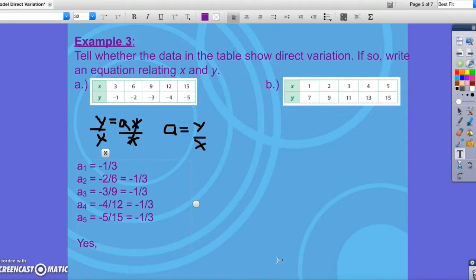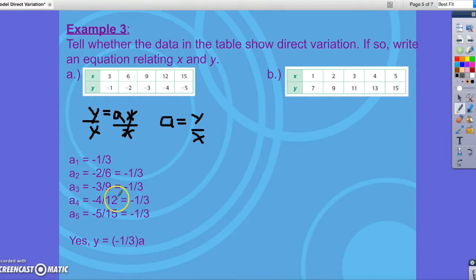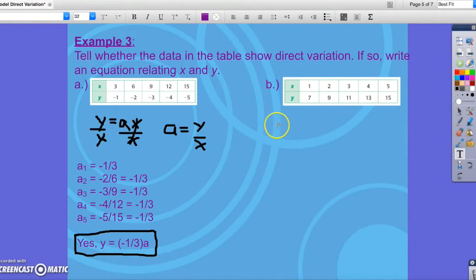And if it's a yes, it says write an equation relating x to y. So A is the same for all, negative 1/3. So how I would write my answer is y equals negative 1/3 x. So there's my work and my explanation. So when you have a table, you could just take y divided by x each time and see if it works. All right, so let's try the next one here. Same thing. If you want to pause the video and try it first, you can. So we do y over x. So the first one I get simplifies to 7.